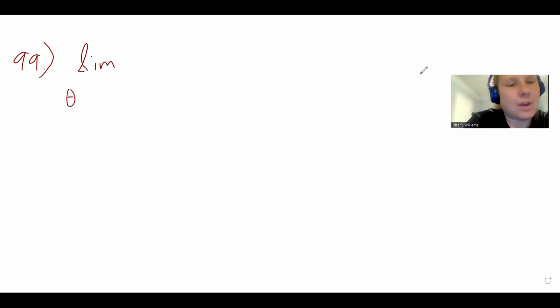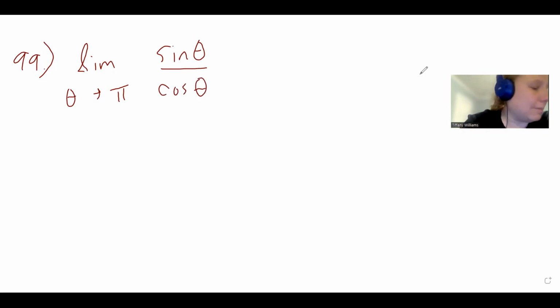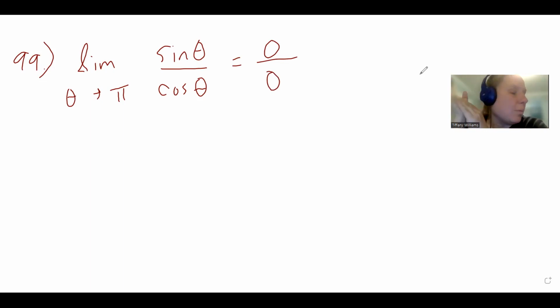So we've got limit as theta approaches pi. How cool. So we've got sine of theta over cosine of theta. Man, my thetas are really hard to draw on this screen. Now, if I was to do direct substitution from this step, I would end up with, well, the sine of pi, of course, is 0. And it actually turns out the cosine of pi is also 0. So we do end up with that indeterminate form.